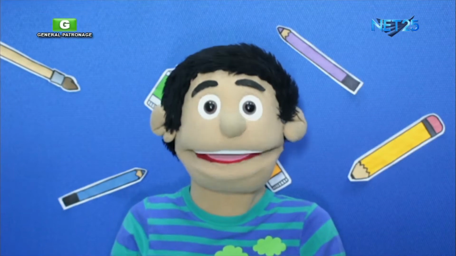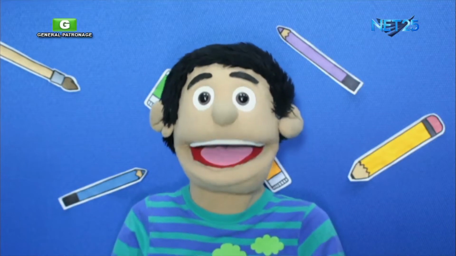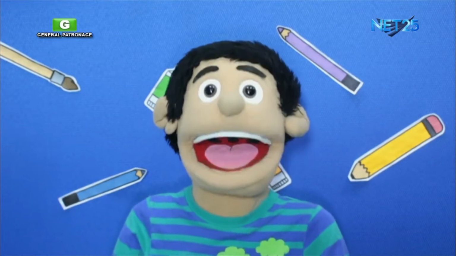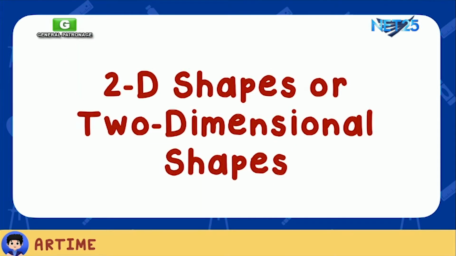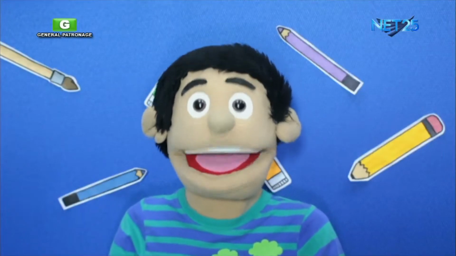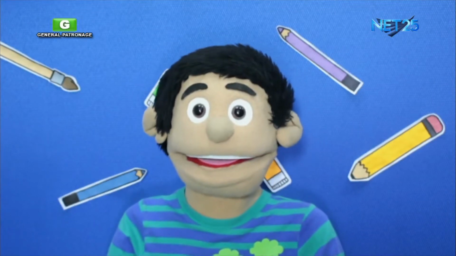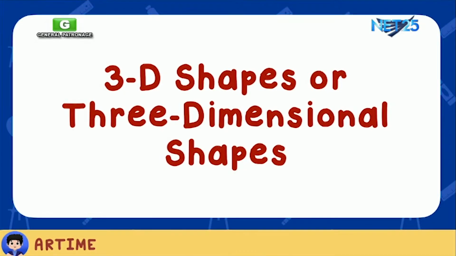But before that, I have a question, friends. Do you remember the last time we talked about shapes? Right! We learned 5 basic shapes: circle, oblong, square, rectangle, and triangle. We call them 2D shapes or two-dimensional shapes because they are flat and have 2 dimensions, the length and the width. So for today's topic, we are now going to learn about 3D shapes or three-dimensional shapes.